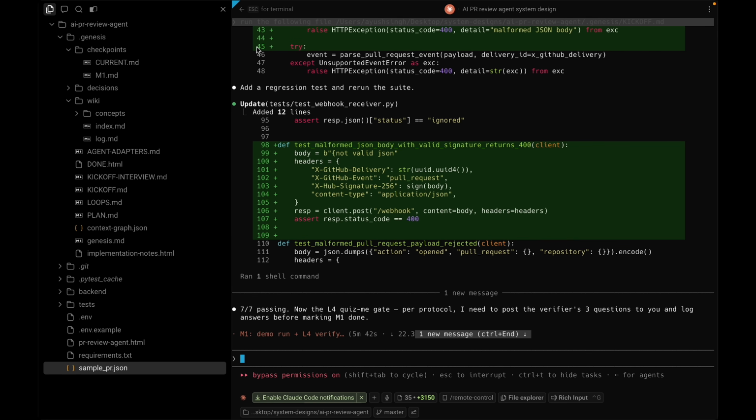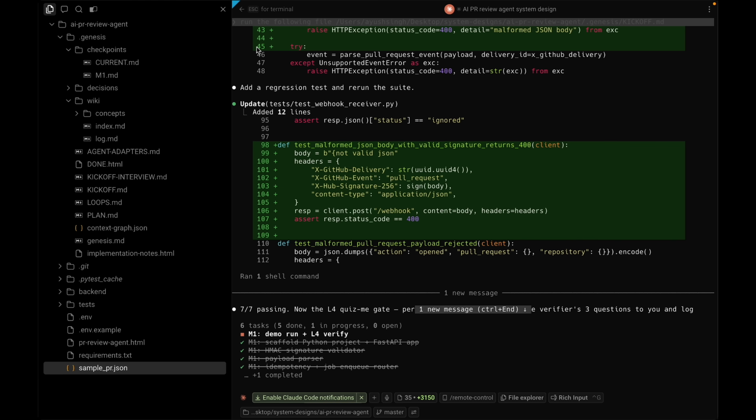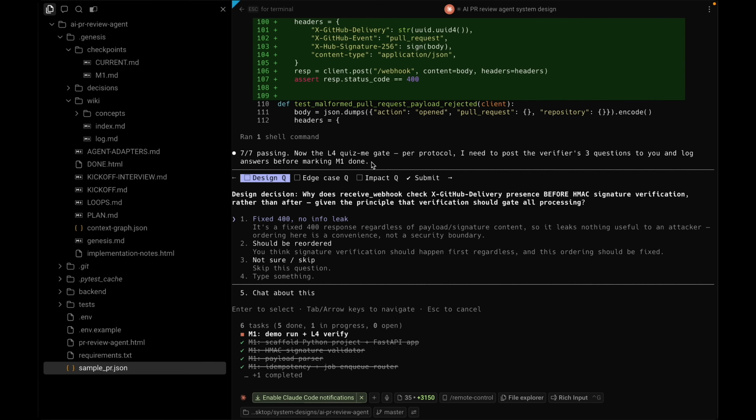What is the regression test? The regression test is basically: if something goes wrong, did other things also get verified? If I change something, did other things get verified? Then you have this L4, which quizzes you as per the protocol to make sure that you understand every single thing, so that you understand your milestone 1, and so that you cannot claim that it was not your decision.